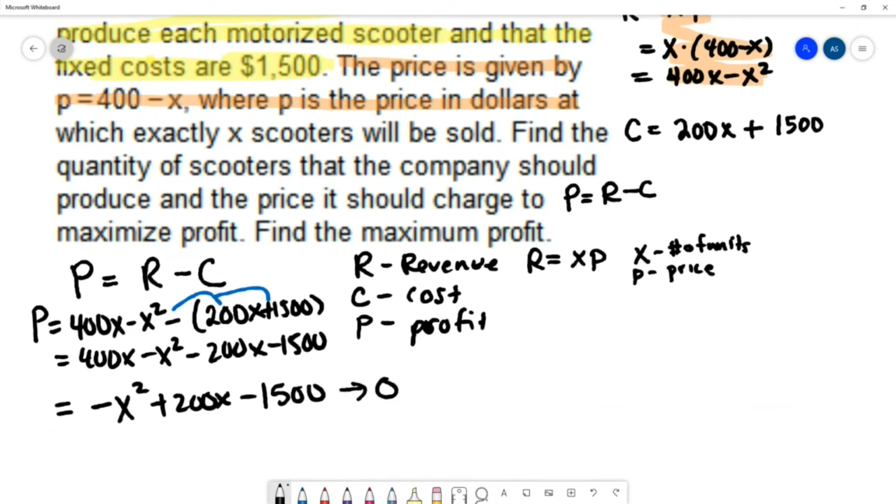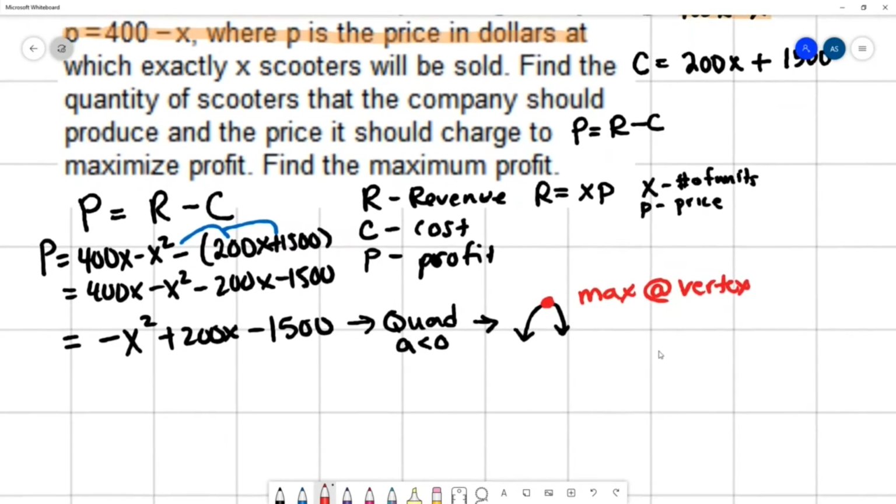Our profit function is a quadratic. You'll notice it's a quadratic with a negative leading coefficient. And because of that, the graph is going to be a parabola that's down facing. Remember, we're looking for the maximum. The maximum will be the highest value of the profit, and that maximum is at the vertex. So we want to find the vertex in order to find the maximum profit.